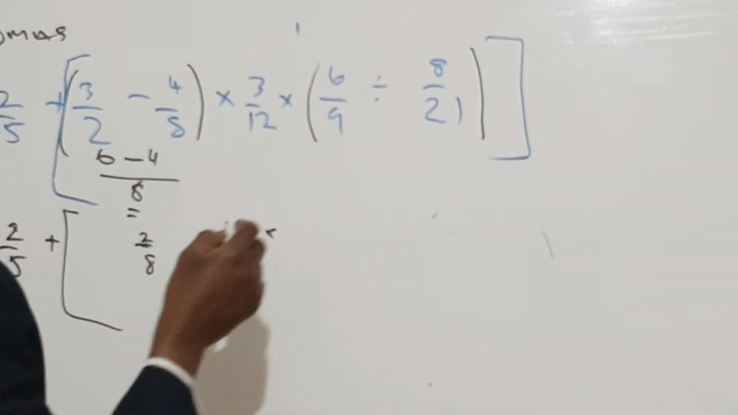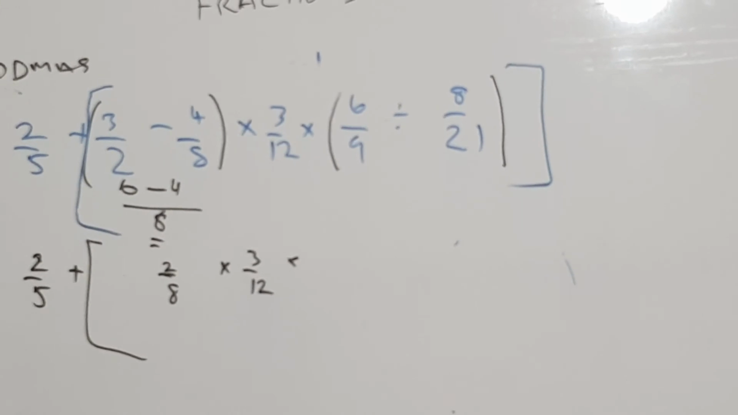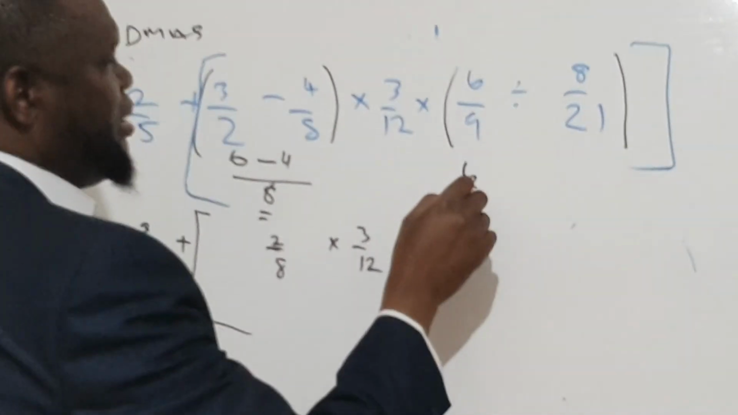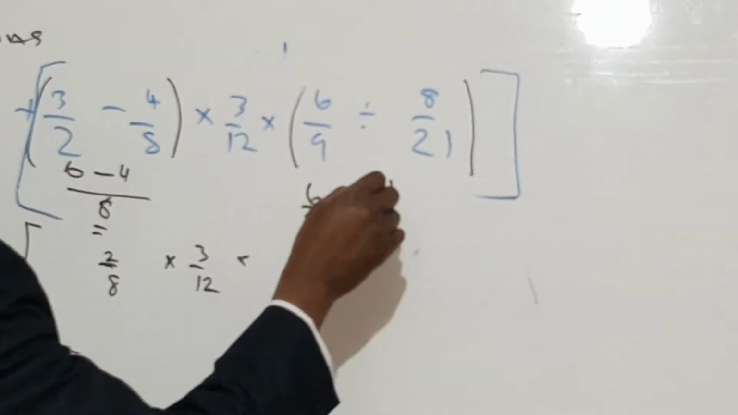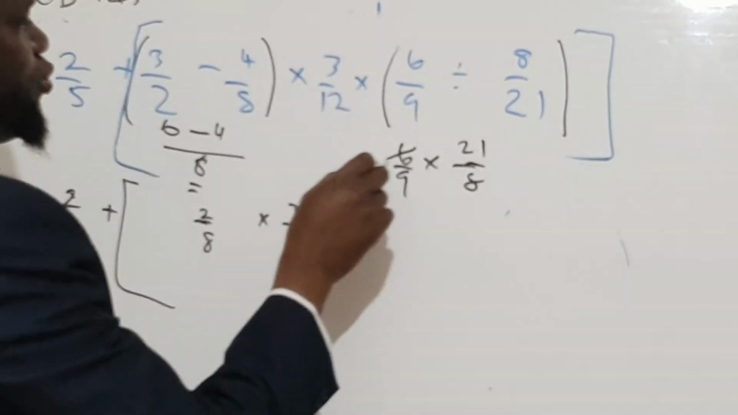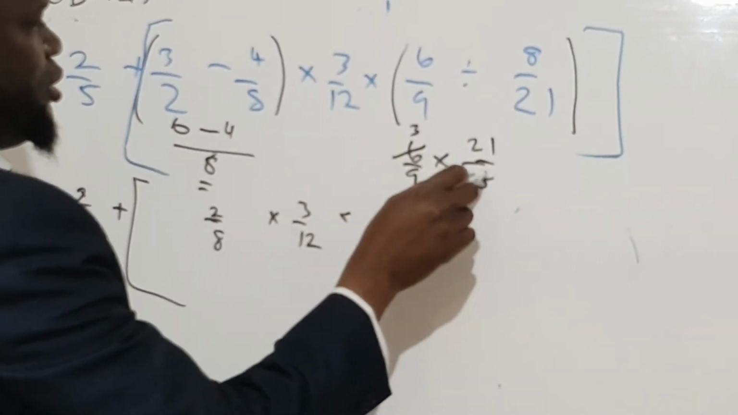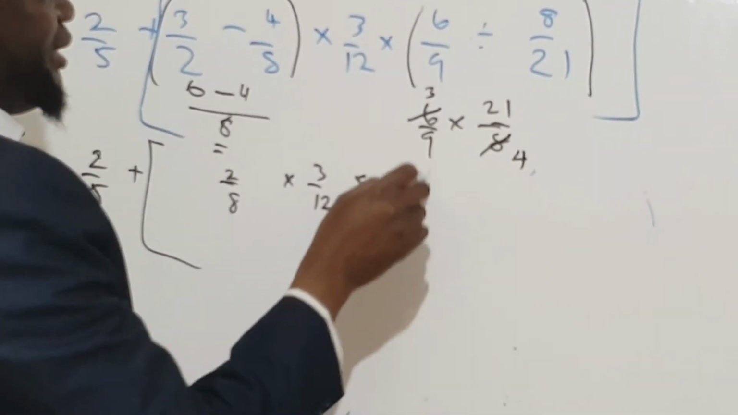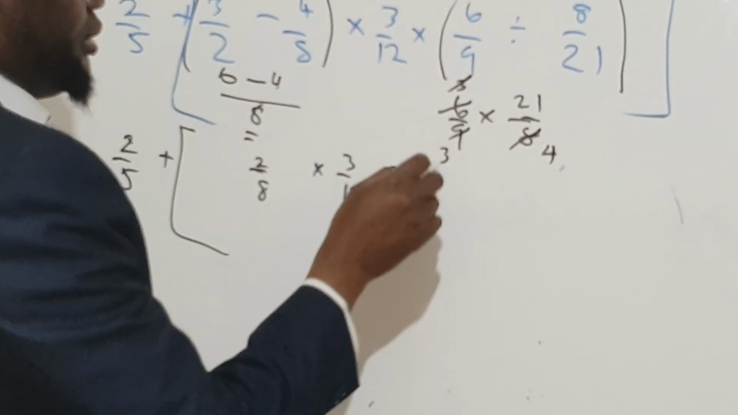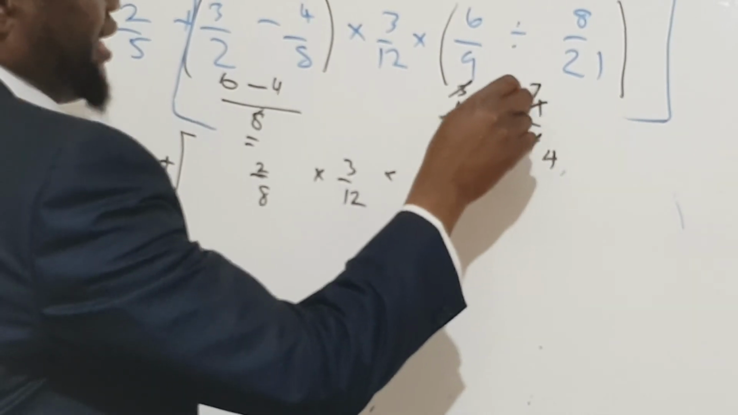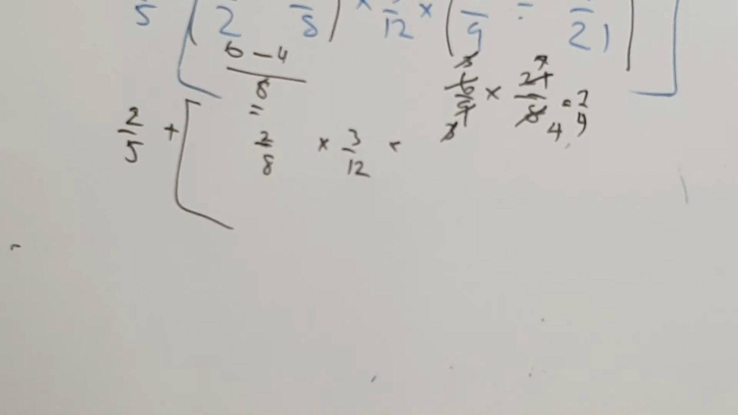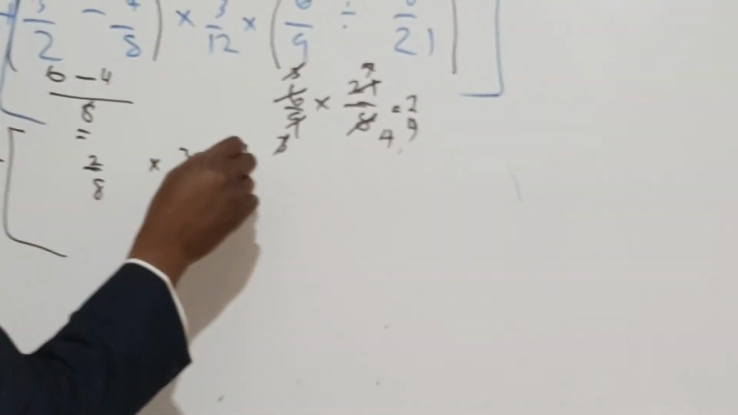Then we deal with that one. LCM is what? Reciprocal. Oh, reciprocal, you are right. So this is 6 over 9 times 21 over 8. What can go? 2 can go 3 times. 2 can go 4 times. 3 can go 3 times. 3 can go into 21 7 times. So the answer here is 7 over 4. So multiply 7 over 4.